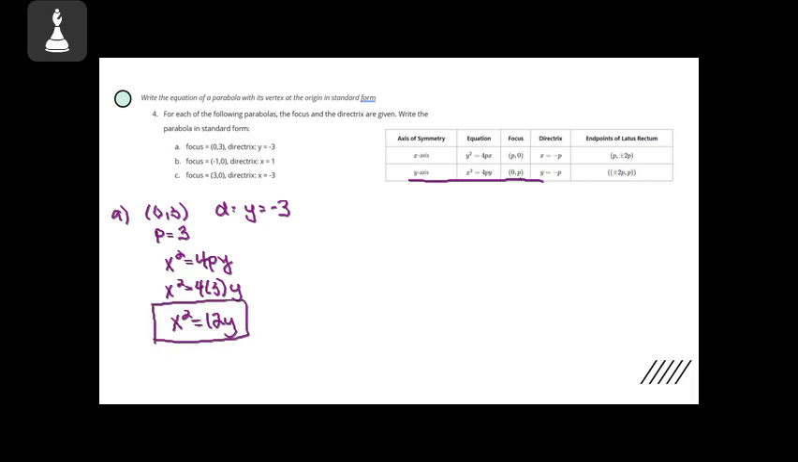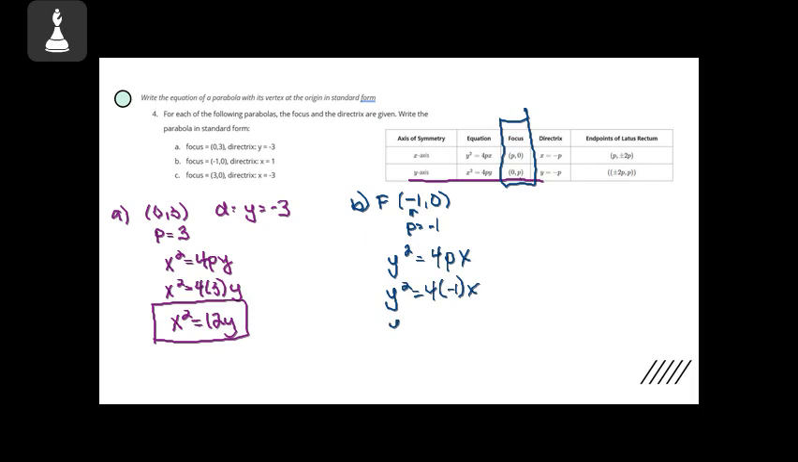So we're really just looking at our focus. That's going to tell us what our p is and which of the two equations we're working with. So in B, our focus is -1, 0. That means p is -1. So we are going to look at which of the focus ones has p first, and that's this first equation of y squared equals 4px. And then we will plug in p, which is -1. So we get y squared equals -4x, and that is our equation.